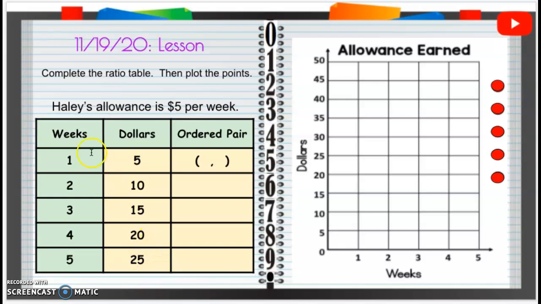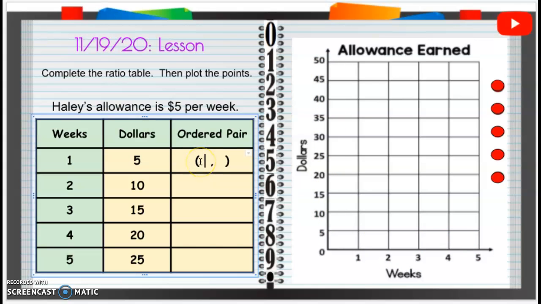Now, our ordered pair is going to be these two numbers. So we're going to have weeks and then dollars. If you can look on this axis here, or on our coordinate plane, so we have a graph over here. The weeks is on the bottom, which is the x-axis. This is going to be what comes first. And then we'll have our y-axis.